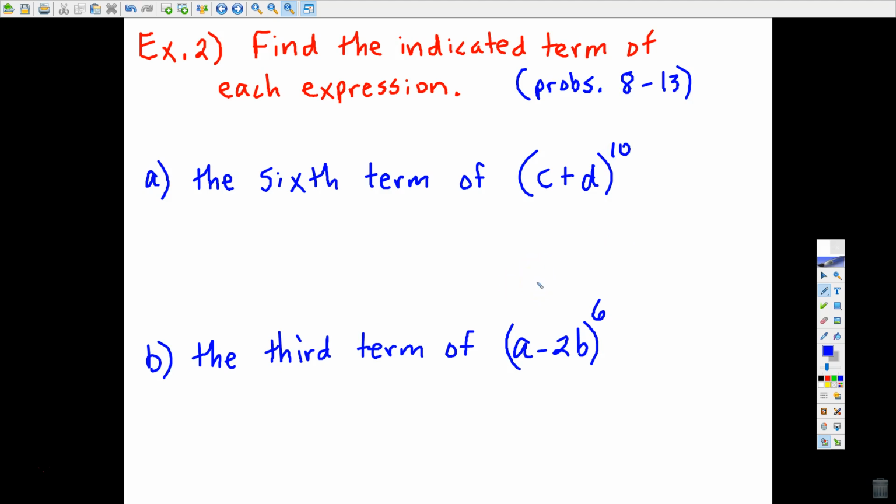Let's see if we can just think about how we would come up with just the 6th term out of the 11. Well, since this is raised to the 10th power, and I know I'm going to have a combination factor, I know that the number to the left of C has to be 10. This is another advantage to the theorem versus the triangle.